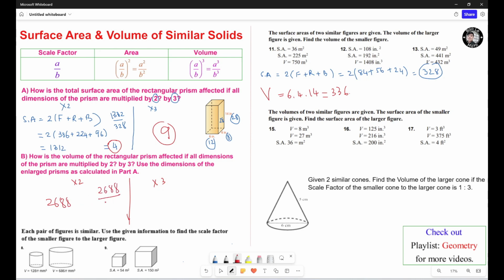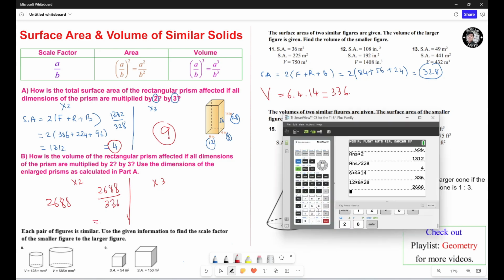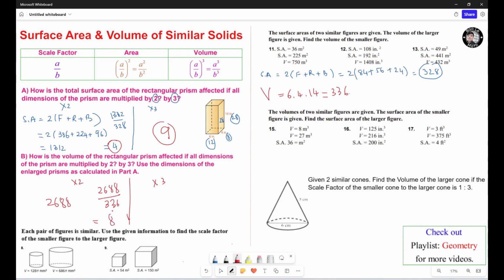Now, you take 2688 and divide by 336. You're going to see what? Alright, it's going to equal 8. Now, 8 equals 2 cubed, right? Because the scale factor is 2. So you cube this one and it equals 8.